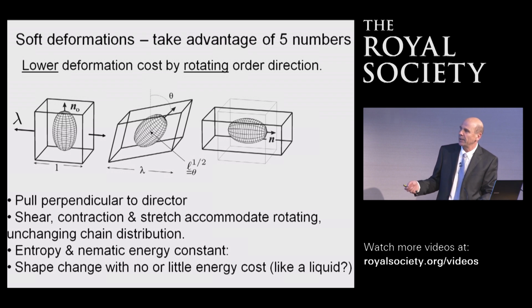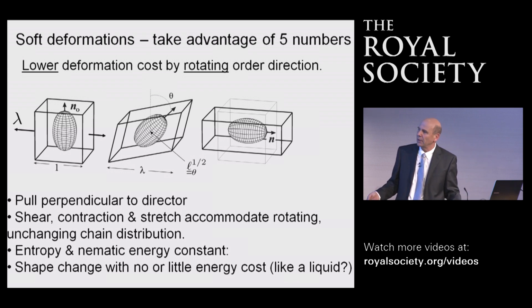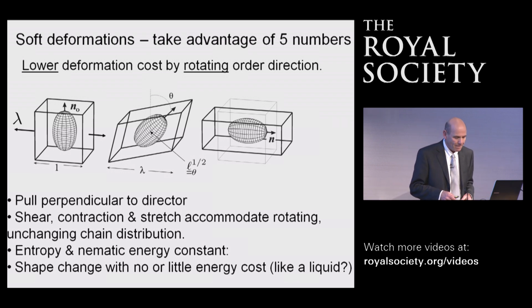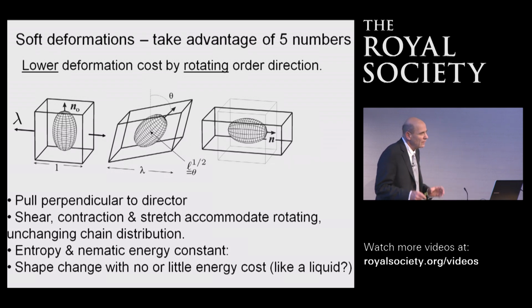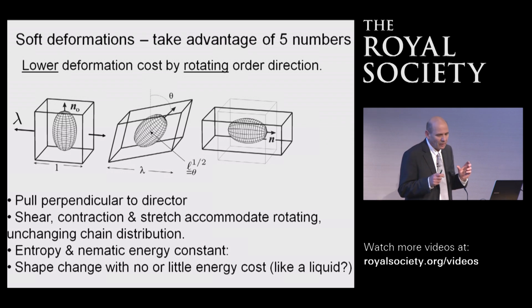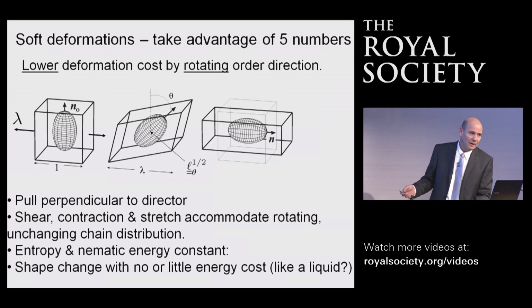So I pull perpendicular to the director, I shear and contract and stretch all at the same time, these special shapes, and the entropy, the shape of the chains is unchanged, the liquid crystal order is unchanged, so nothing has happened. So it doesn't cost me any energy to go along here, but the thing has changed shape. So I've actually taken something that's like a solid, I've changed its shape, but it hasn't cost me any energy, at least for these very special deformations.